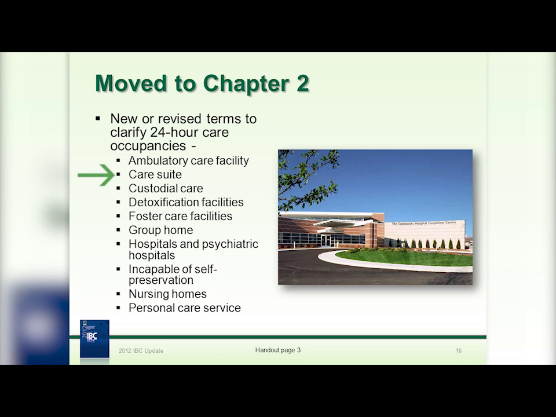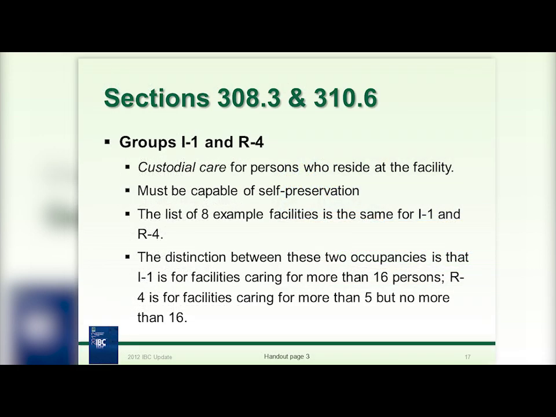of suites. They also defined several of the uses that they wanted to show up under some of the institutional facilities. Some of those include detoxification facilities, foster homes, group homes, hospital and psychiatric hospitals, and nursing homes. Now for the I-1 and R-4 provisions, this is custodial care for persons who reside at that facility. And even though it's custodial care, supervised living arrangements, these people have to be capable of self-preservation.